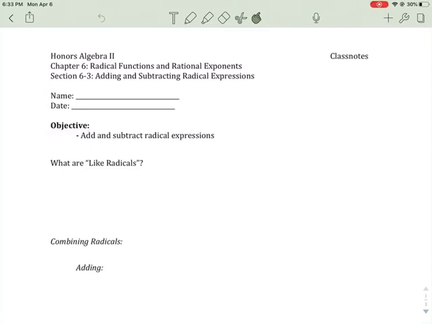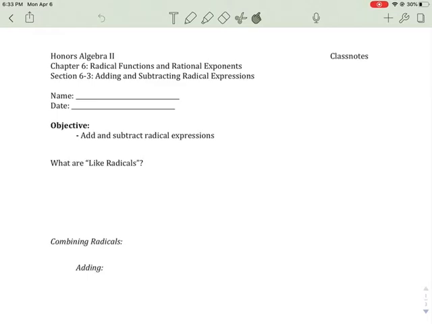Right, hi everyone. Today we're going to work on just adding and subtracting radical expressions. So this shouldn't be too bad. We just have some thoughts we have to get together about what exactly it means to be a like radical. All right, so let's define that.